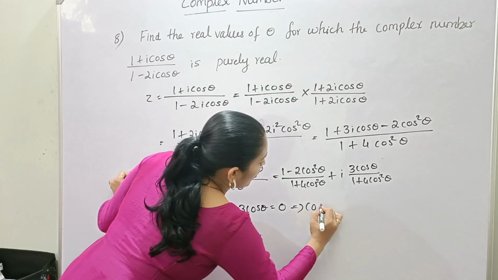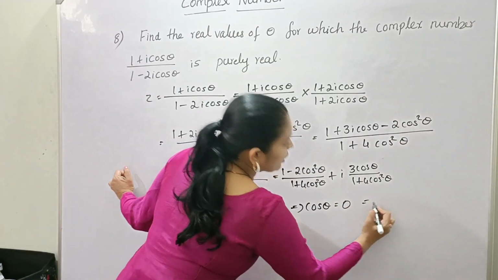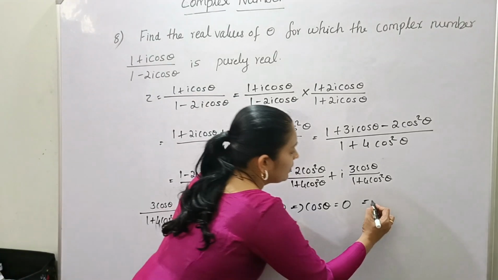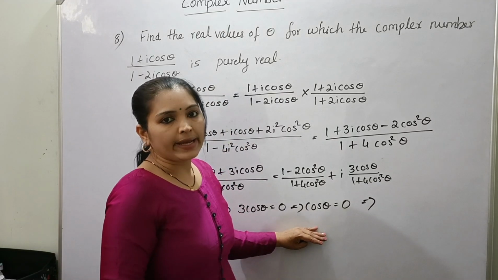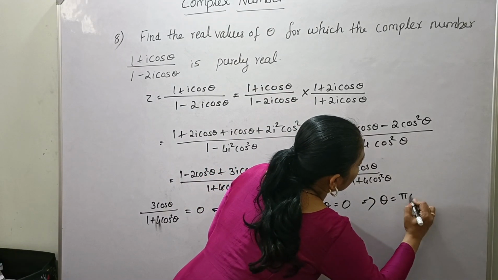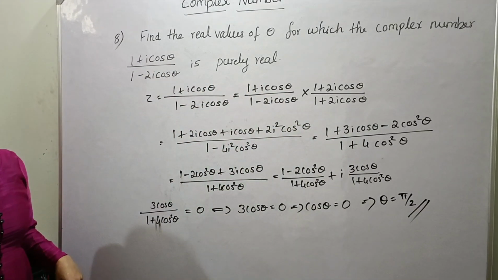That implies cos theta is equal to 0 by 3, that is 0. When cos theta is 0, theta is pi by 2, right? That is 90 degrees. Cos 90 degrees is 0. That is, theta is equal to pi by 2. Okay, so the value of theta is pi by 2.